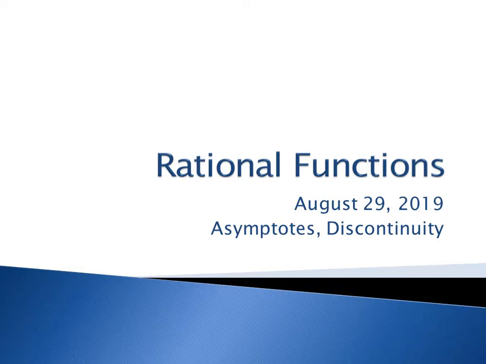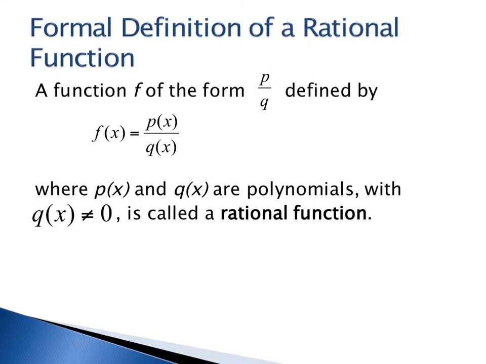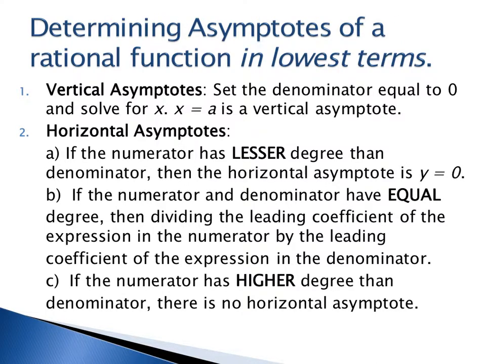Alright, we're going to be talking about rational functions, especially graphing rational functions. Here is the definition of a rational function. Alright guys, when we graph rational functions, you need to find the asymptotes. So there's vertical, horizontal, and oblique asymptotes.